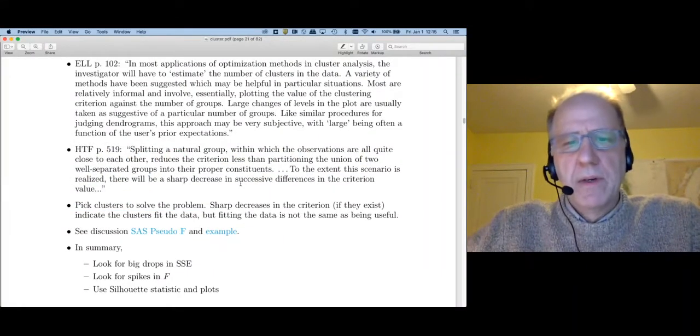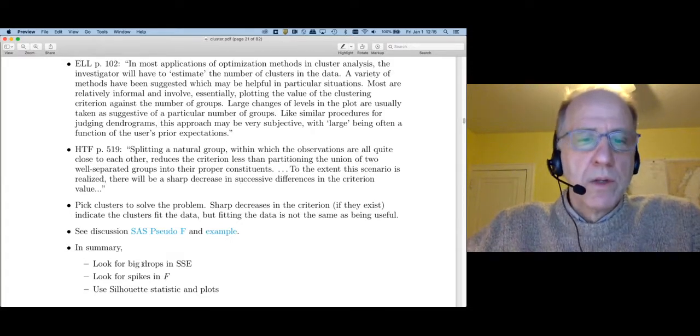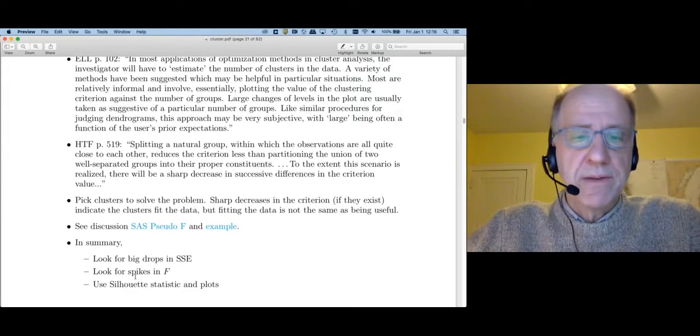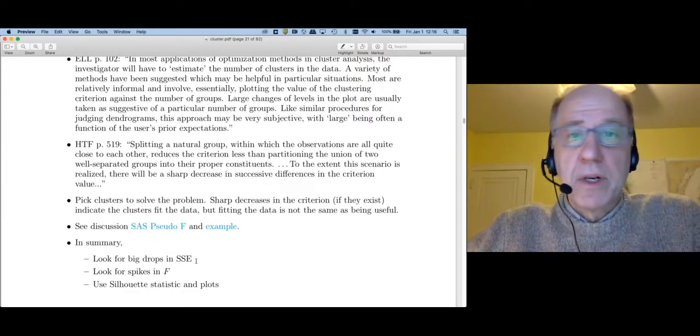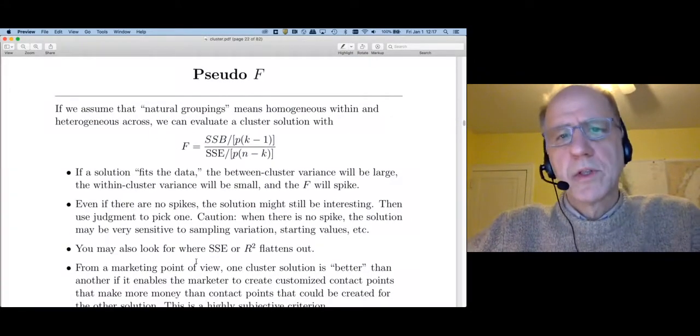I'm now going to cover a couple statistics that are based on the clustering criterion, sum of squared errors. We're going to look for big drops in SSE. You'd like to see a spike in the F-statistic, and I'm going to talk about silhouette statistics and plots. So let's start with the pseudo-F.